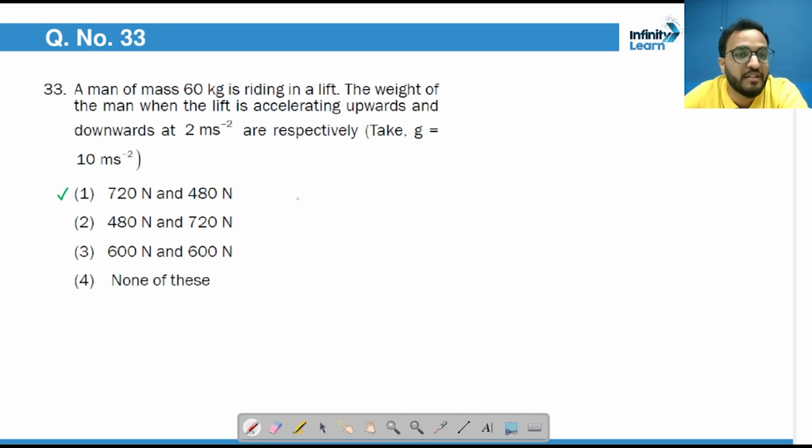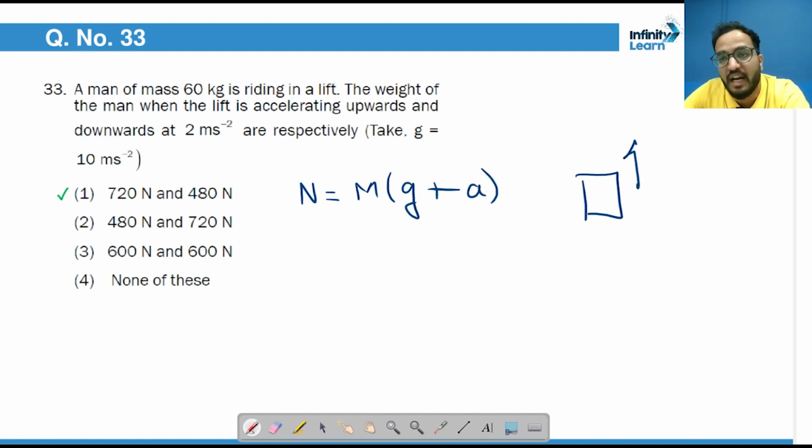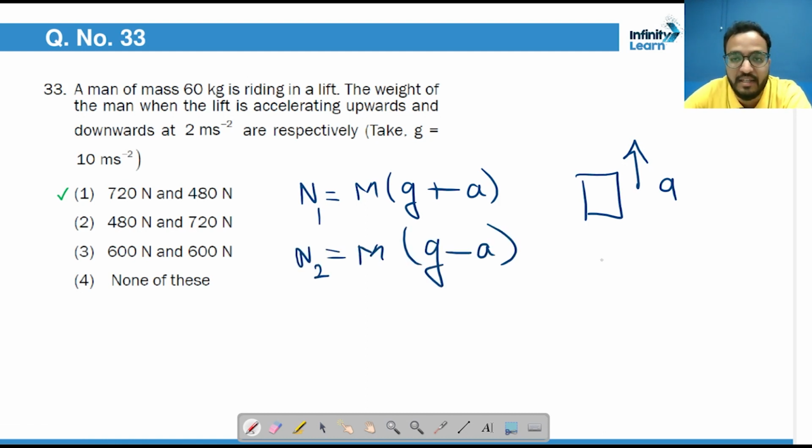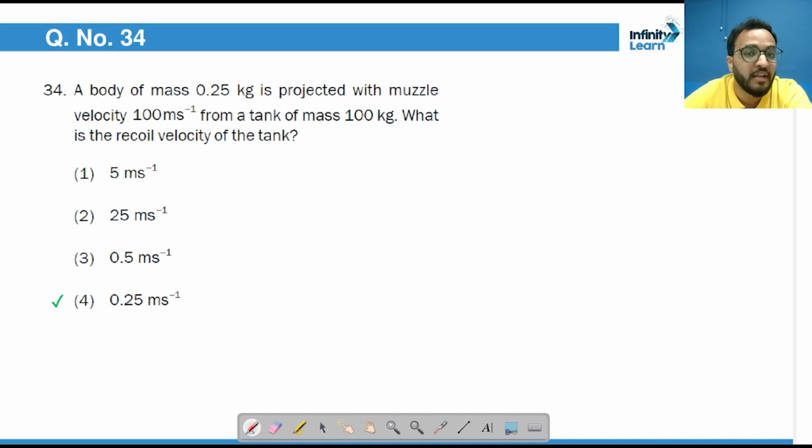A man of mass 60 kg is riding in a lift. We already know the formula for normal in such cases: M into (G plus A) if the lift is going up with acceleration A, and normal will be M into (G minus A) if the lift is going down with acceleration A. Do you understand? Put the values, get your answer.